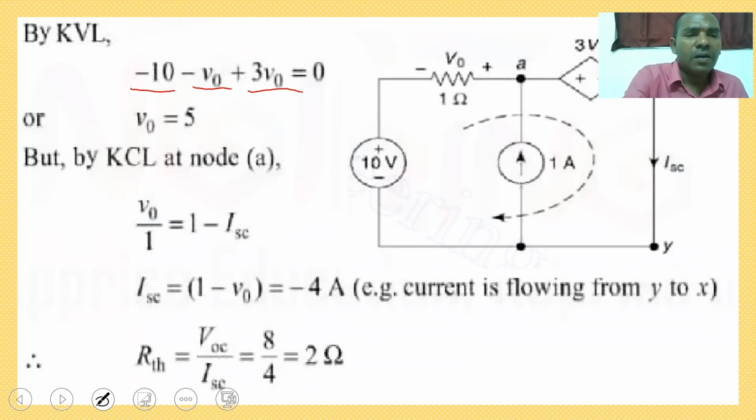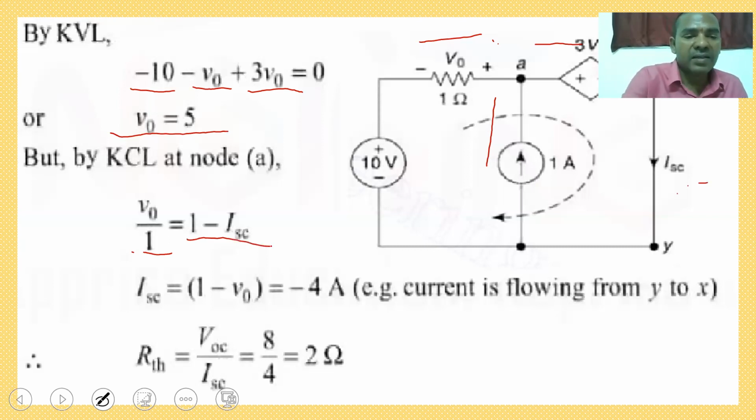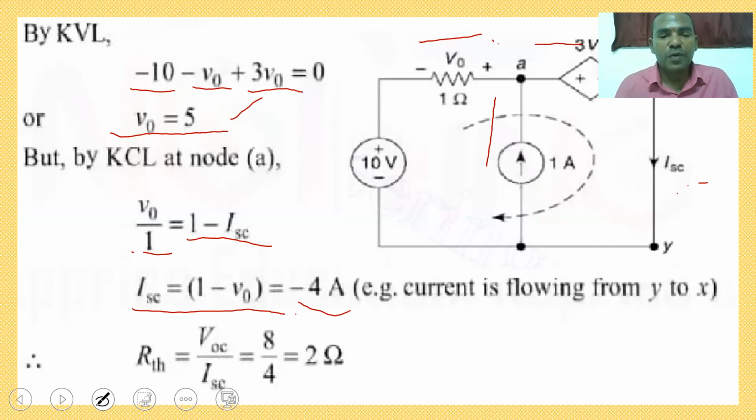So V naught is equal to how much you are getting? 5 using the above equation. Then apply the nodal analysis at node A. So V naught by 1. So here 3 currents are there. So V naught by 1 is equal to 1 ampere is entering, ISC short circuit current is leaving, so 1 minus IS. So IS is equal to 1 minus V naught. So V naught is 5. So finally you can get minus 4 amperes.